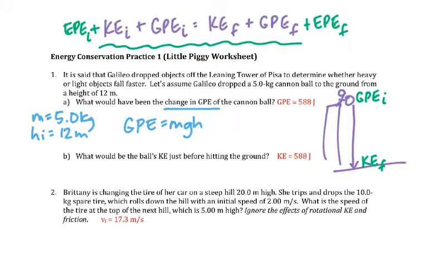Okay, and then part B, what would be the ball's KE just before hitting the ground? Well, we just talked about how the final KE is equal to the initial GPE. So whatever the answer you had up here will equal the answer for KE final. Okay? I hope that makes sense.